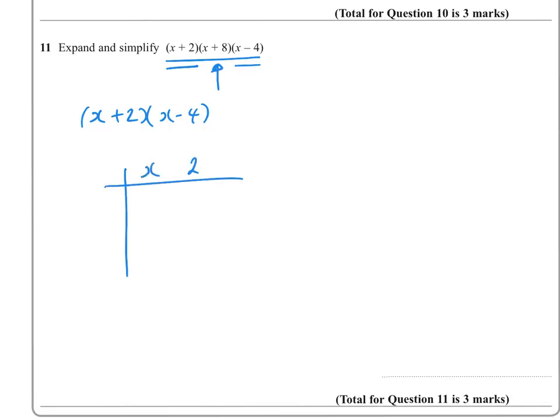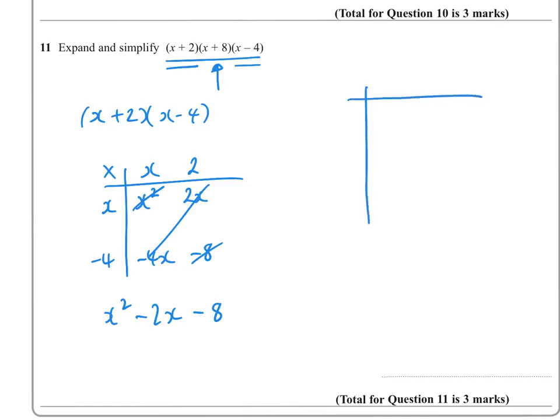So there's x plus 2, x minus 4. We're going to multiply them out. So that's x squared, 2x, minus 4x, and then minus 8. And that gives us x squared minus 2x minus 8. And then we're going to multiply that by the bracket we didn't use to start with, which is x plus 8. So again, x squared minus 2x minus 8 multiplied by x plus 8.